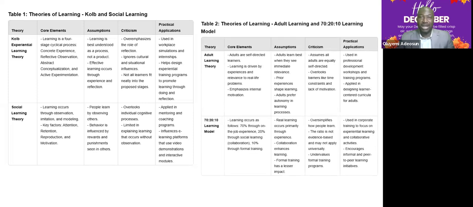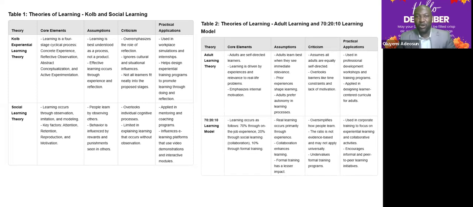In respect to this social learning theory, we can apply it in mentoring and coaching programs. You are also looking at influences around learning platforms that use video demonstration and interactive models. The key assumptions include that people learn by observing others, and behavior is influenced by rewards and punishments seen in others. So how you celebrate, reward or appreciate other people, and people are looking at it, they will decide what to imitate, what to model after, and what to reproduce, as the case may be. Some of the criticisms include that it overlooks individual cognitive processes. It's also limited in explaining learning that occurs without observation, because learning can happen without observation.